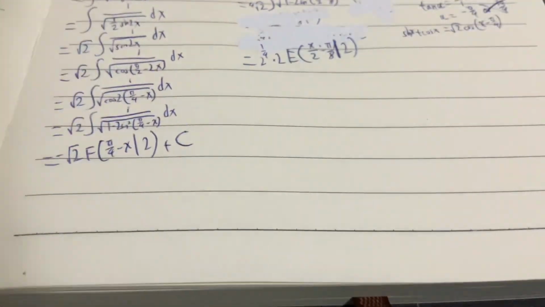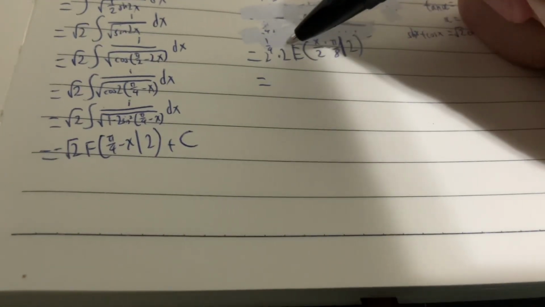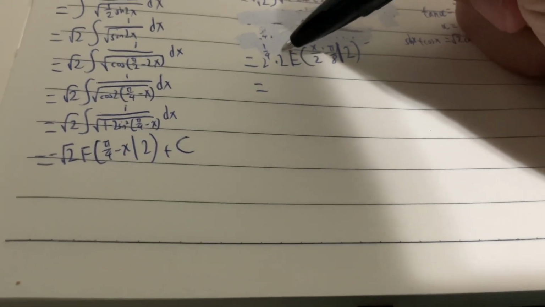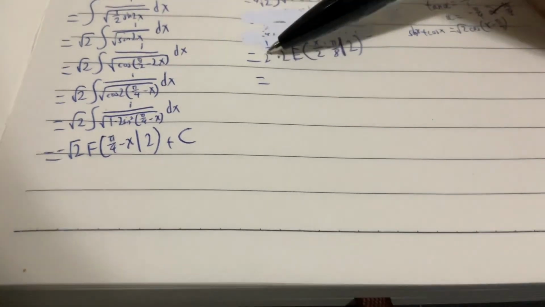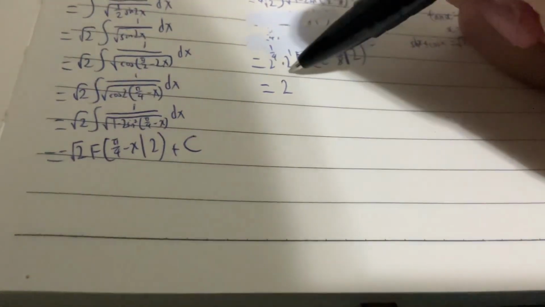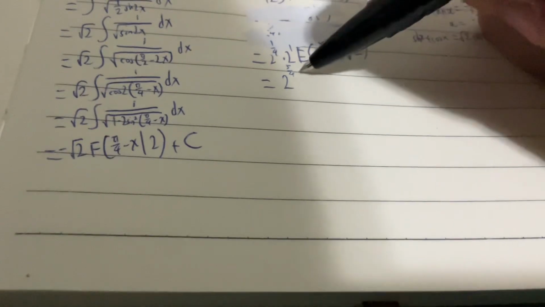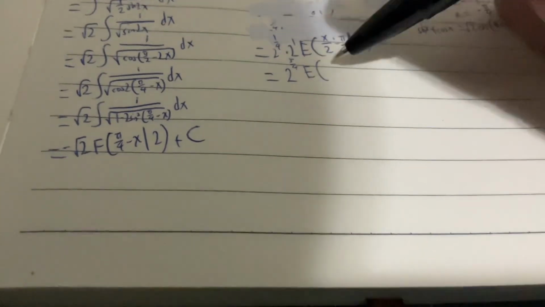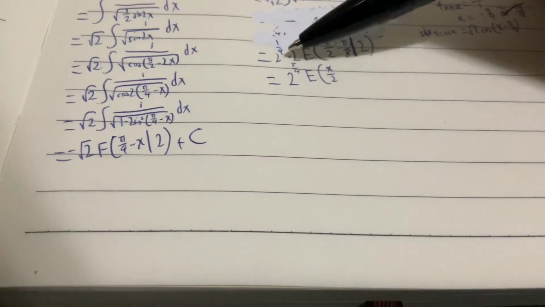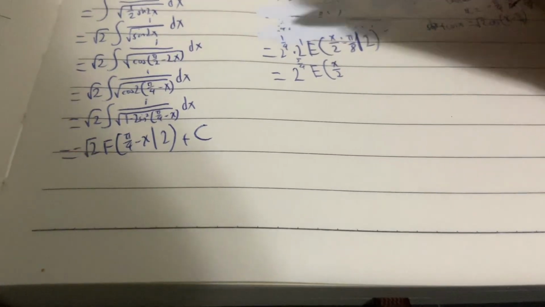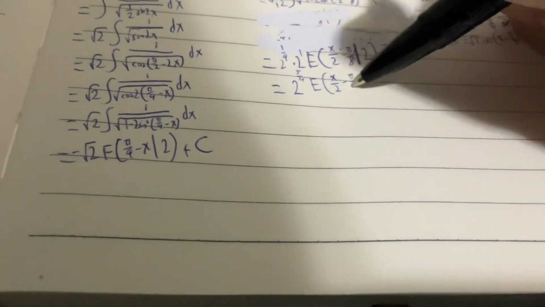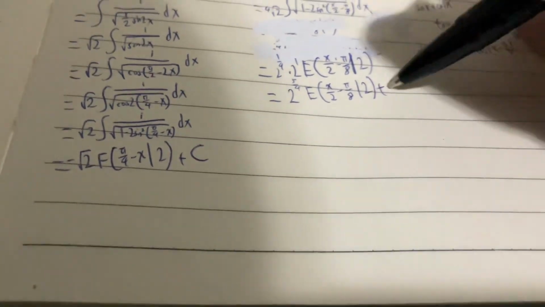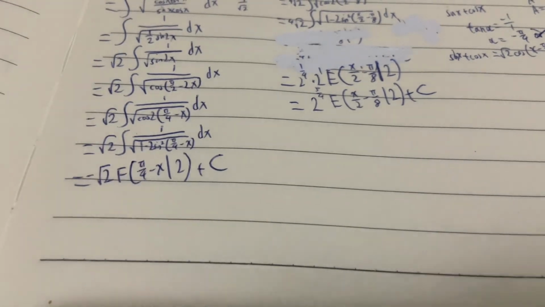And then here you can just leave these answers, but I like to combine them. 2 is the same as 2 to the power of 1. This time you get 2 to the power of 5 over 4 times E of x over 2 minus pi over 8, vertical bar 2, plus C. And that's our answer. This is really cool, you know.